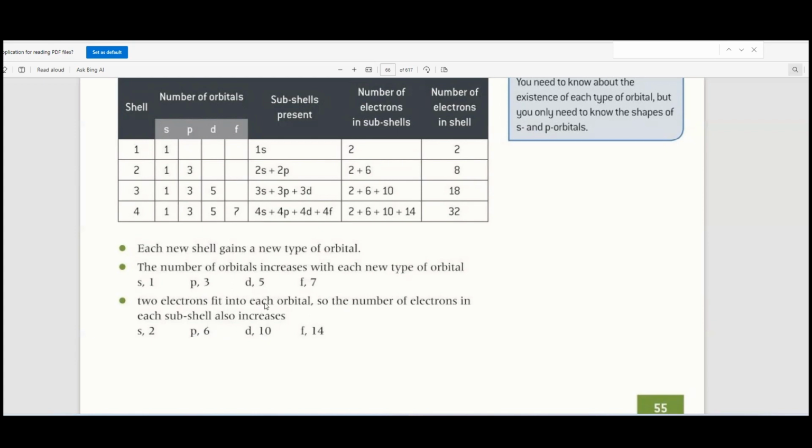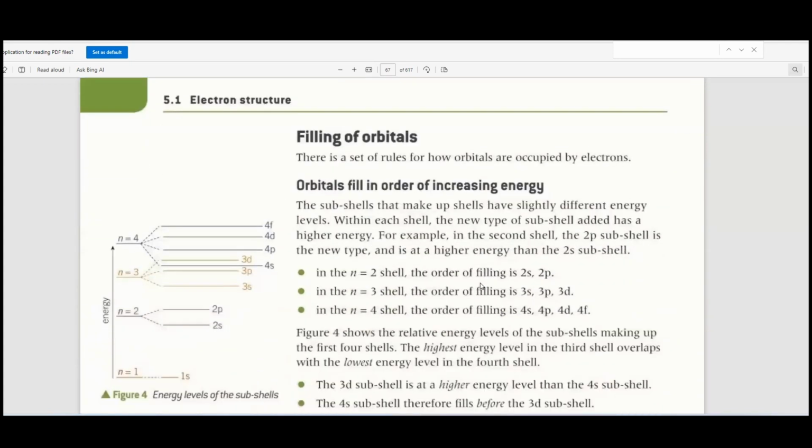Two electrons fit into each orbital, so the number of electrons in each subshell also increases. So 2, 6, 10, 14. We know that already.